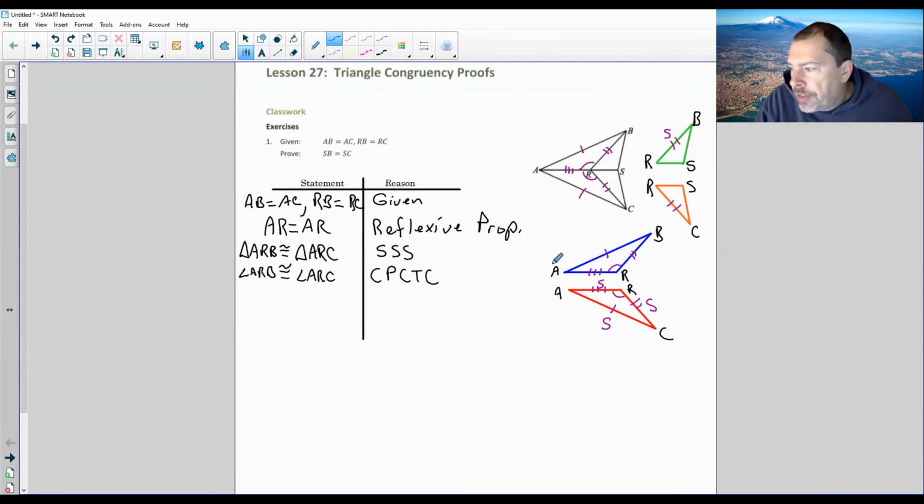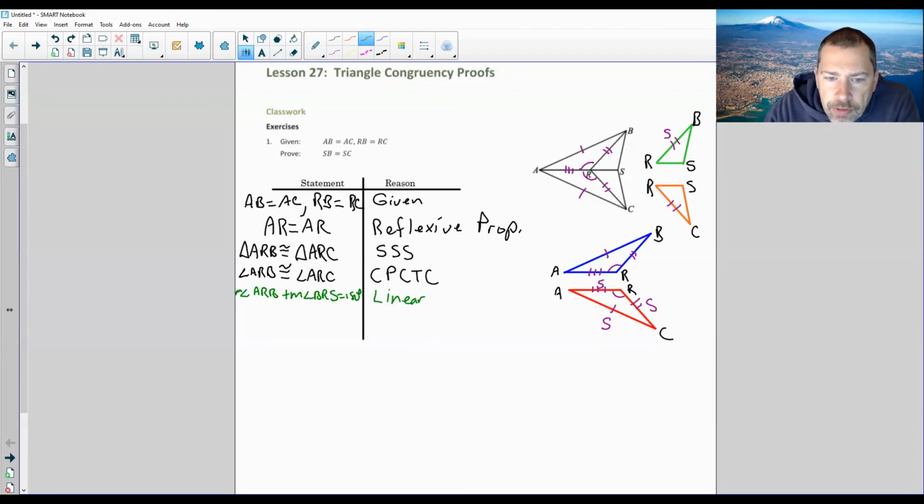Okay, so that's exactly what I'm going to do. I now know angle ARB is congruent to angle ARC, and then I can say ARB plus BRS is equal to 180 degrees. So, let's change colors to green. The measure of angle ARB plus the measure of angle BRS equals 180 degrees. Reason? They are linear pairs, which form supplementary angles.